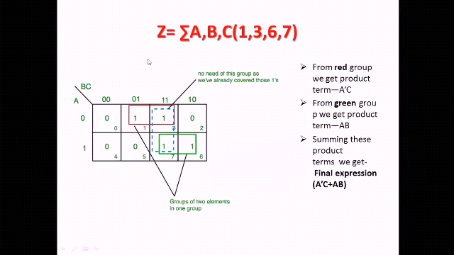Now we will be seeing one example. Z is equal to summation of minterms A, B, C. These three variables are given, that is A, B and C, and the minterms present are 1, 3, 6 and 7. So just put the values like this: minterm 1, 3, 6 and 7 are present.